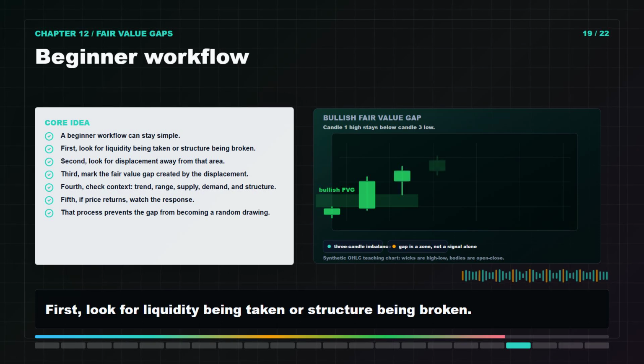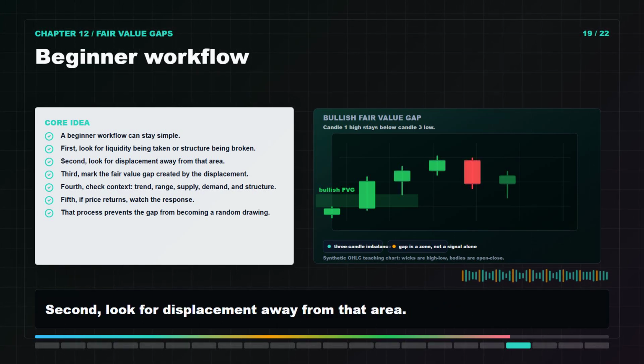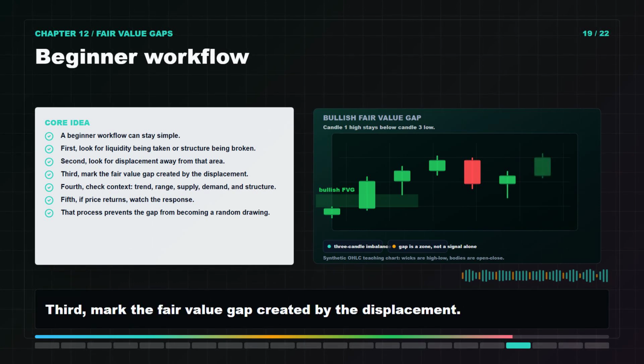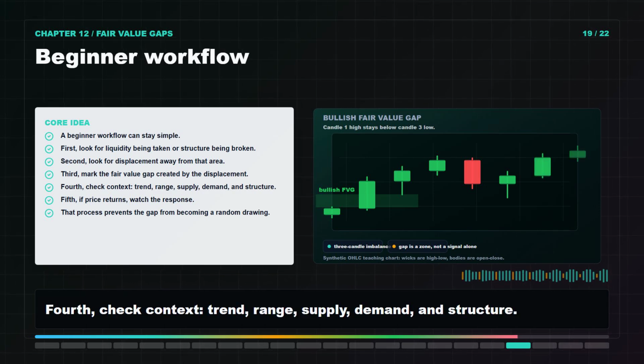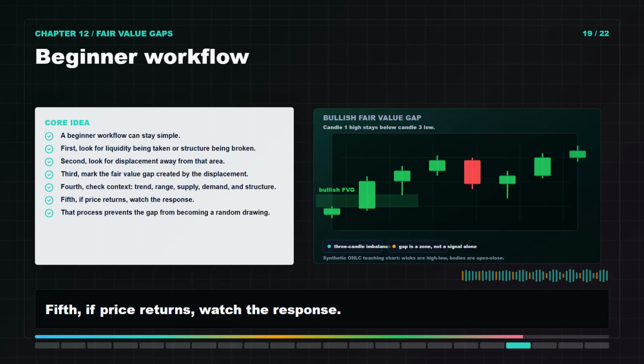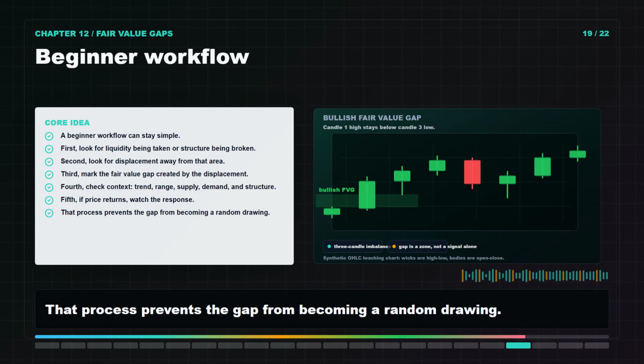First, look for liquidity being taken or structure being broken. Second, look for displacement away from that area. Third, mark the fair value gap created by the displacement. Fourth, check context, trend, range, supply, demand, and structure. Fifth, if price returns, watch the response. That process prevents the gap from becoming a random drawing.